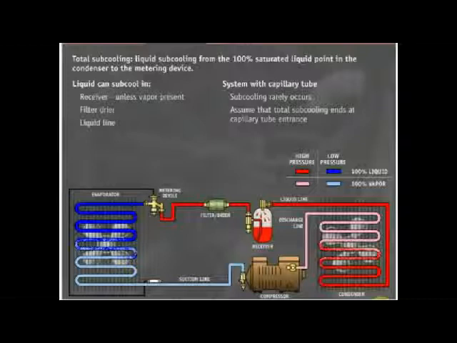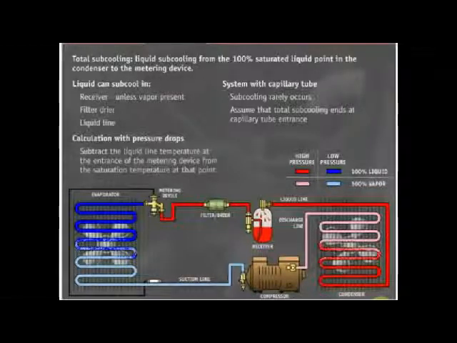The concept of total subcooling is meaningless without incorporating pressure drops into the equation. Total subcooling can be calculated by subtracting the liquid line temperature at the entrance of the metering device from the saturation temperature at that point.